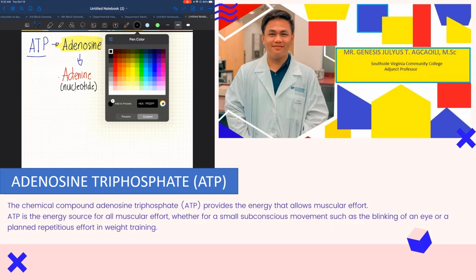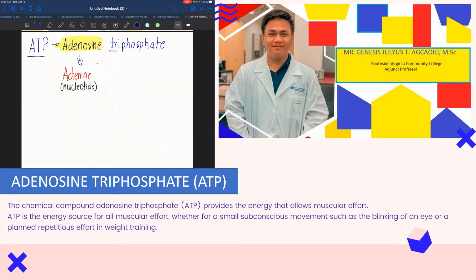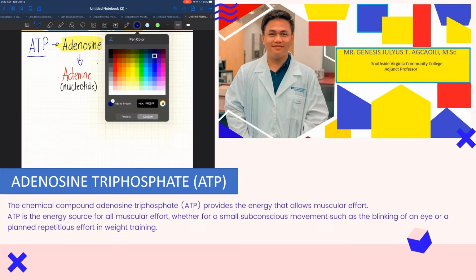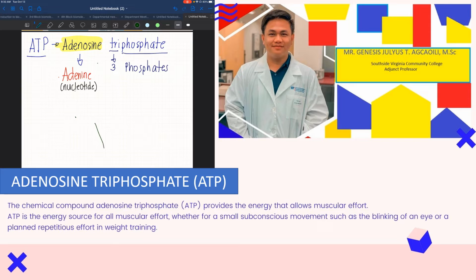The second one, we have the word triphosphate. Tri means three, and we have the phosphates. So that means we have three phosphates in an ATP molecule. So how are we going to draw an ATP molecule? An ATP molecule probably looks like this one.